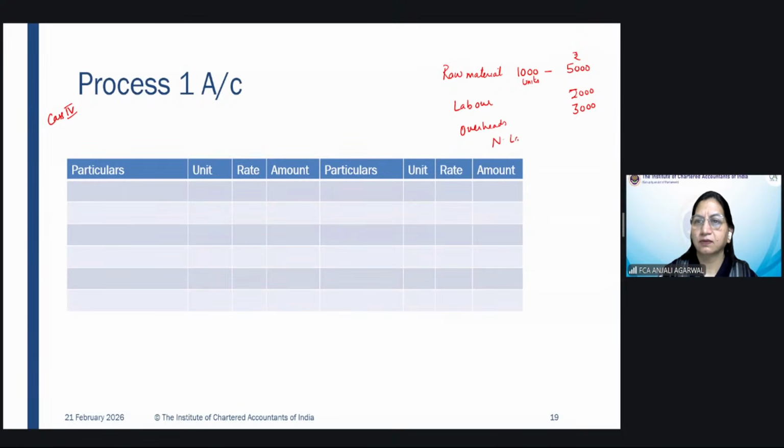Normal loss. In the first case, nothing was given, so 1,000 units moved to the next process for 10,000 rupees. In case 2, normal loss was given as 5%, so 950 units moved to the next process for 10,000 rupees. In case 3, scrap realizing 1 rupee per unit was given, so 950 moved to the next process at a cost of not 10,000 but 9,950. And in case 4, what is additionally given is units transferred to the next process.